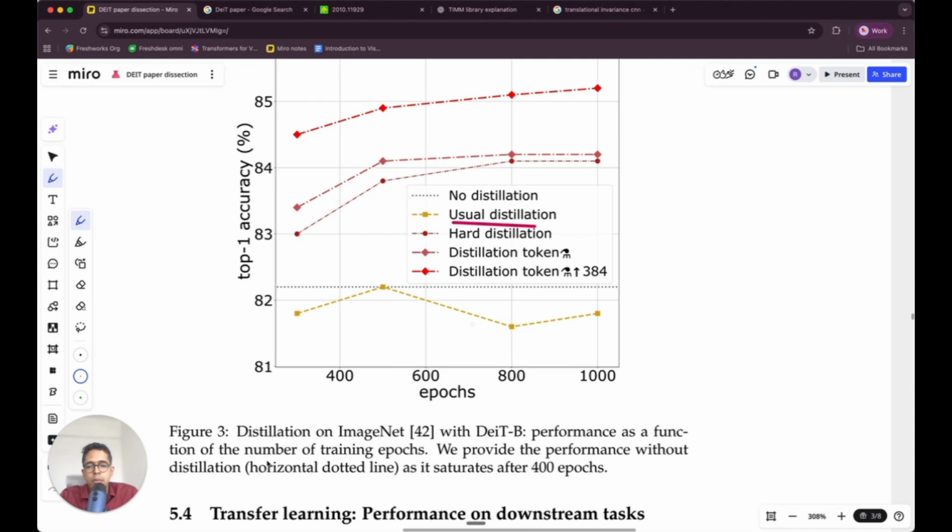So, distillation on ImageNet with DeiT-B, DeiT baseline performance as a function of number of epochs. We provide the performance without distillation, horizontal dotted line, as it saturates after 400 epochs. Okay. So performance without distillation saturates after 400 epochs at around 82.1% or something like that.